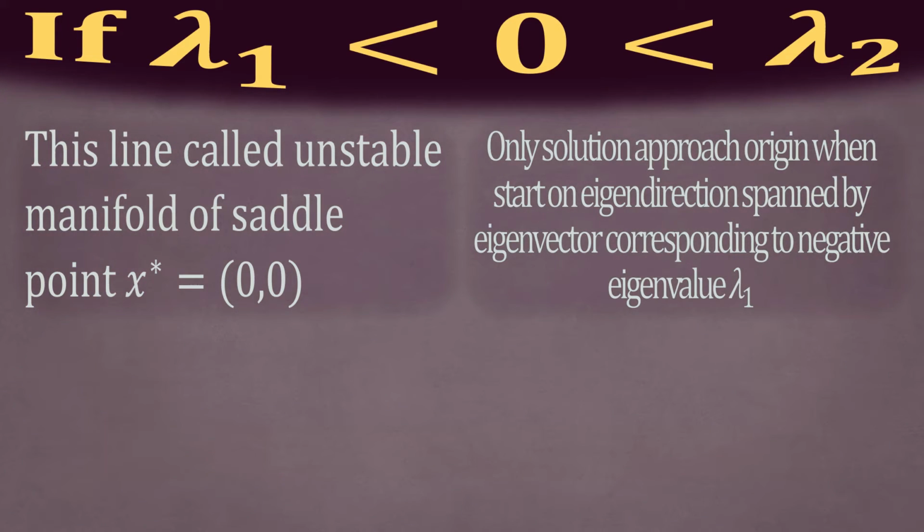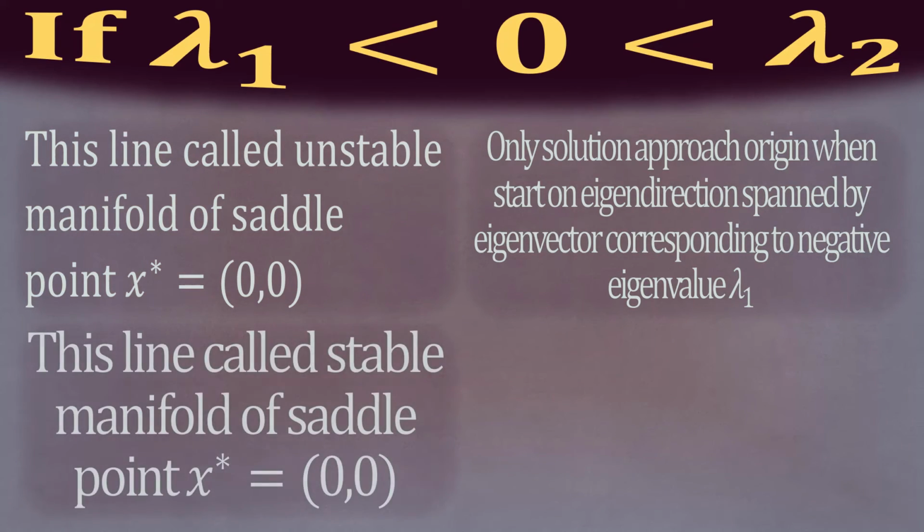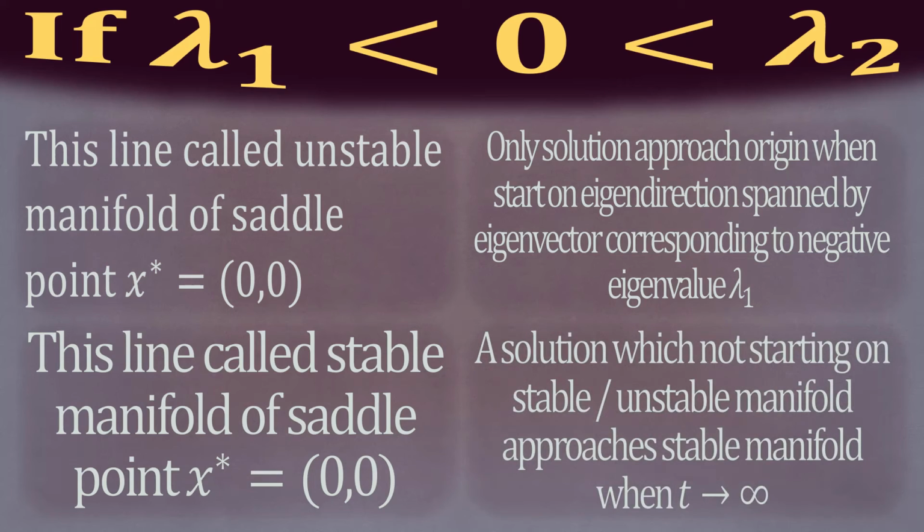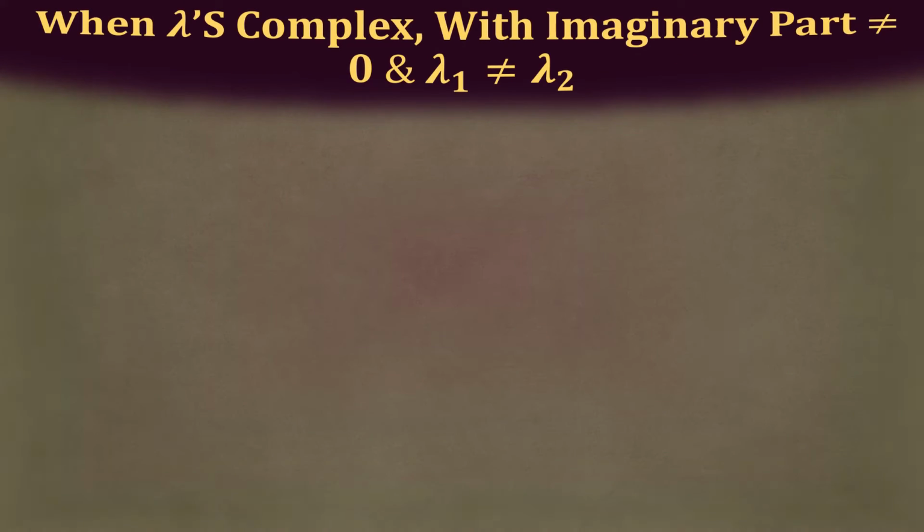The only case when the solution approaches the origin is when they start on the eigendirection spanned by the eigenvector corresponding to the negative eigenvalue λ1. This line is called the stable manifold of the saddle point x star is equal to 0, 0. A solution which is not starting on the stable or unstable manifold approaches the unstable manifold when t tends to infinity.